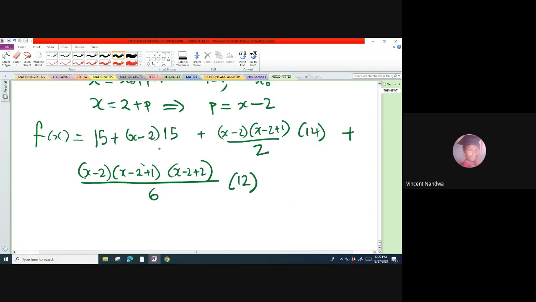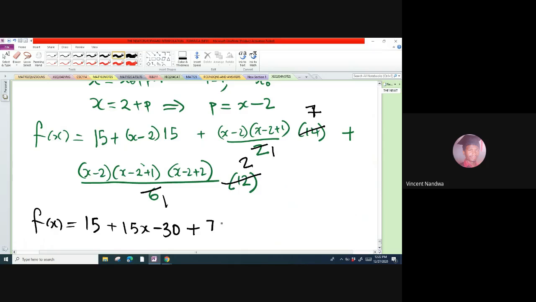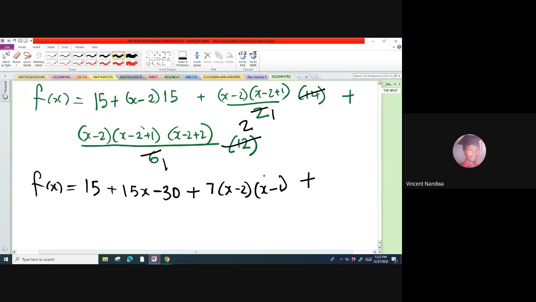So I'll have 2, this is 14, 7. So this is 1, this is 2. So f of x becomes 15 plus 15x minus 30 plus, so here you have 7 into x minus 2, x minus 1, plus, now at this point, this will be x, and then I have 2. So I'll have 2x into x minus 2, x minus 1 for this part here.